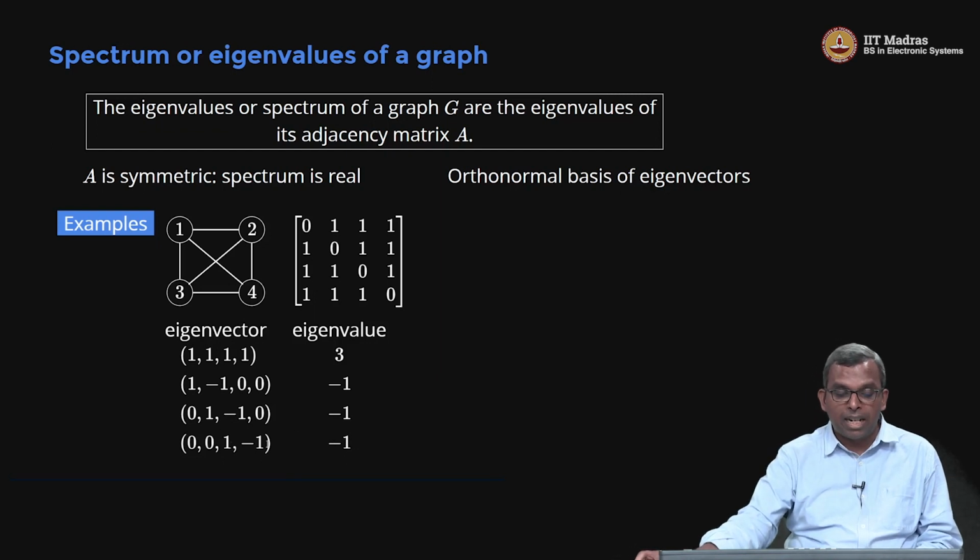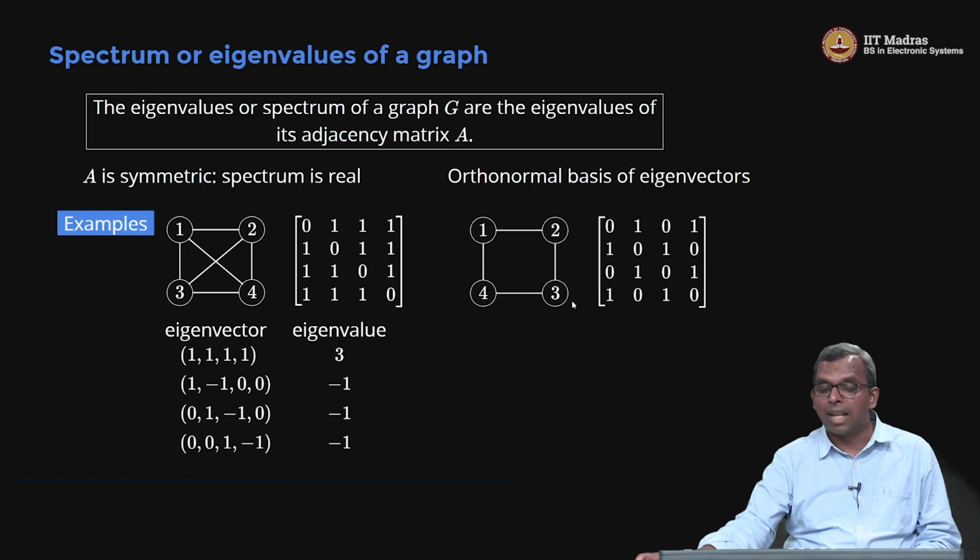So you notice the orthogonality property. For 3 and -1 it's always orthogonal, but between the -1 eigenvectors it is not orthogonal. So you can take these and do the Gram-Schmidt process and get an orthonormal basis if you like. I'm not bothered about it, but this is at least an eigenvector, eigenvalue combination.